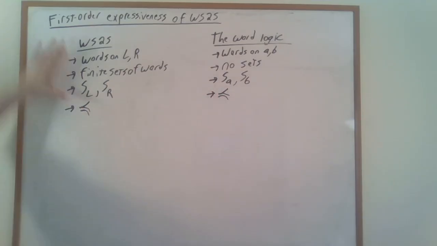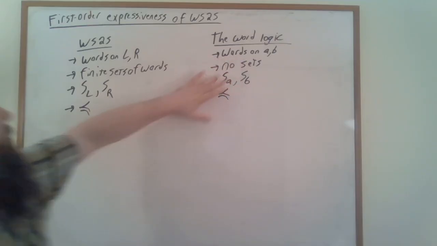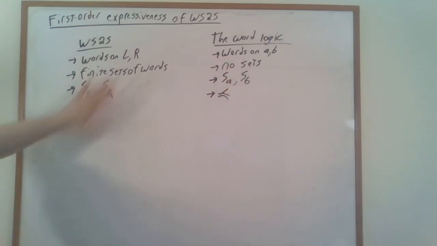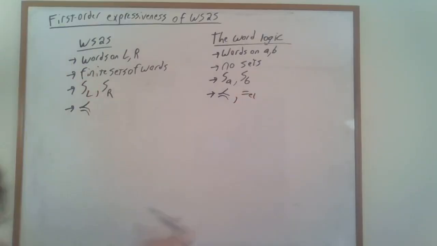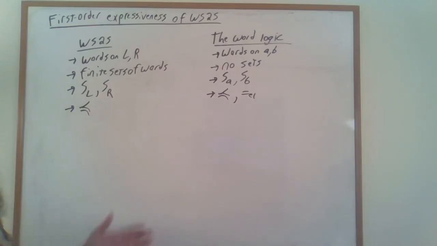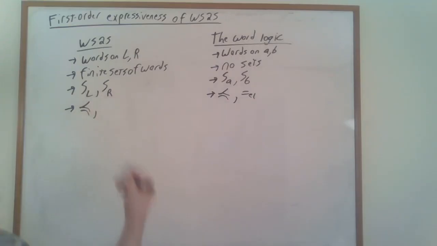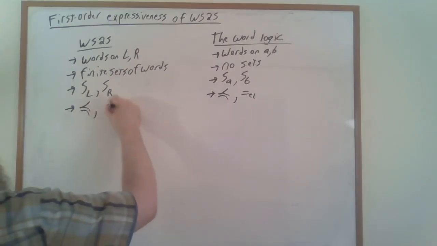So far, it seems like weak S2S is winning in terms of expressiveness. The word logic can't talk about sets, and weak S2S can talk about all of these things here and finite sets of words. However, it's not quite that simple. The last primitive in the word logic is the equal length relation, which just tells you if two words have the same length. But weak S2S, it turns out, actually can't express the equal length relation.